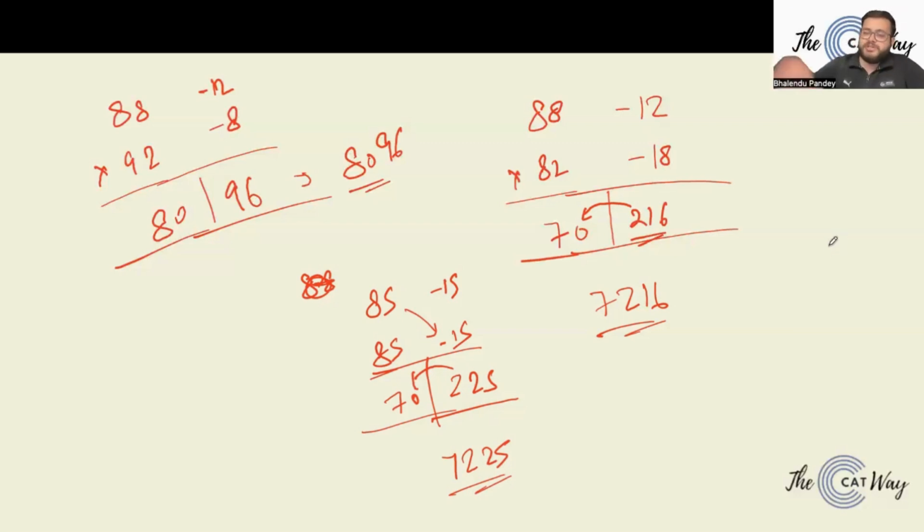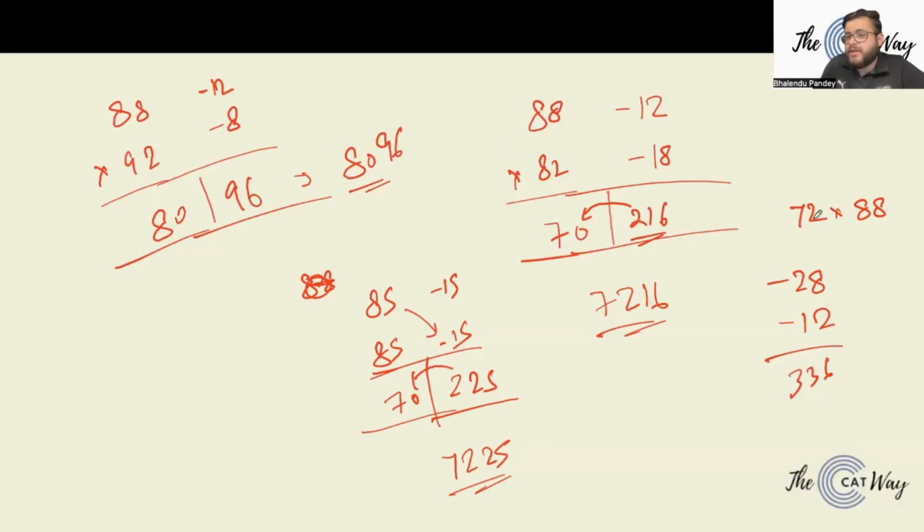Let's try some more questions. Let's say this time we have 72 into 88. अब mentally करने की कोशिश करनी है. So 72 is minus 28, 88 is minus 12. 28 multiplied by 12: 28 into 10, 280. 28 2s are 56. 336 is what we get. And 72 minus 12 gives you 60.